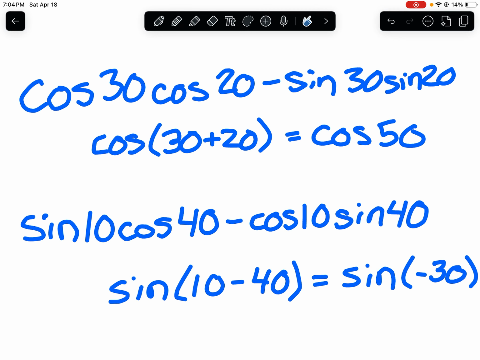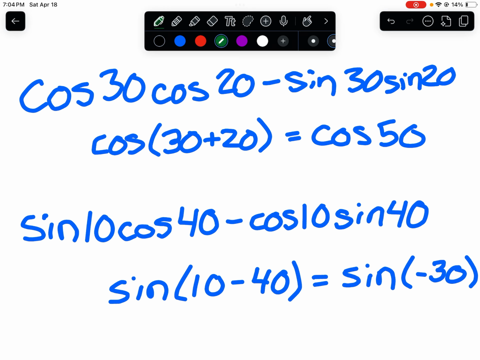If we wanted to go the other way around, so if we had something like cosine 30, cosine 20, minus sine 30, sine 20, and we want to simplify it into just sine or cosine or tangent of just an angle, we can do that too. So we can simplify it and condense it. With these, the first thing I'm looking at is the pattern: sine, cosine, cosine, sine, or cosine, cosine, sine, sine. This first one goes cosine, cosine, sine, sine, and that is the pattern of a cosine addition or subtraction, sum or difference formula.